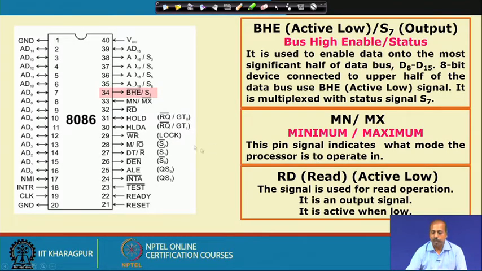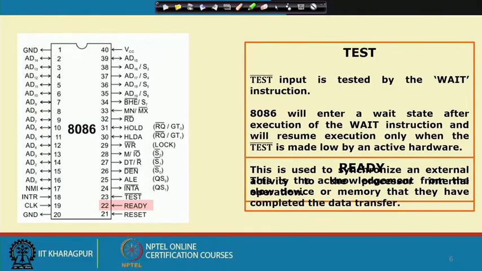Then there is a read bar line which is active low. When it is doing a memory read or IO read type of operation, this read bar line will be low. There is another important line which is known as test. The test bar pin is tested by the wait instruction. Sometimes there are many operations going on in the system, so we need to wait for some event or some particular operation to be over.